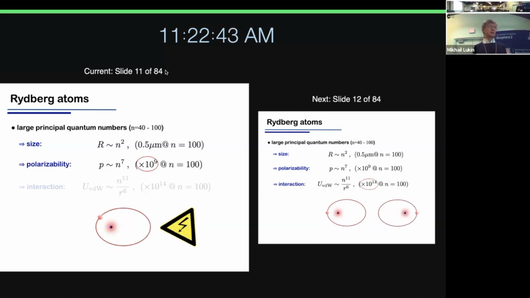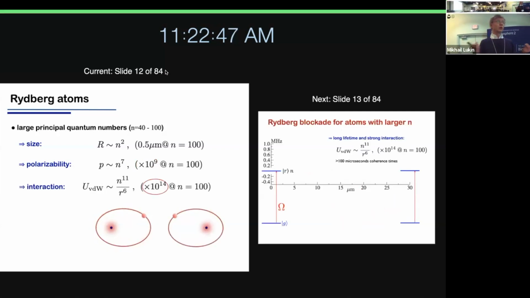Such an orbit can be very easily polarized if you apply an electric field. In particular, what it means is that if you have two atoms near each other, they will weakly perturb the orbit of each other. This will result in a very strong interaction. In fact, the van der Waals interaction between atoms at n equals 100 is 14 orders of magnitude stronger than the van der Waals interaction between ground state atoms. So 14 orders of magnitude is a big number, and one can make good use of that.